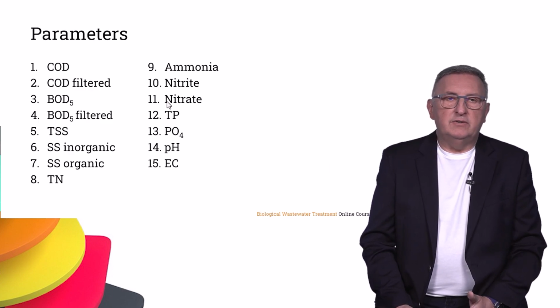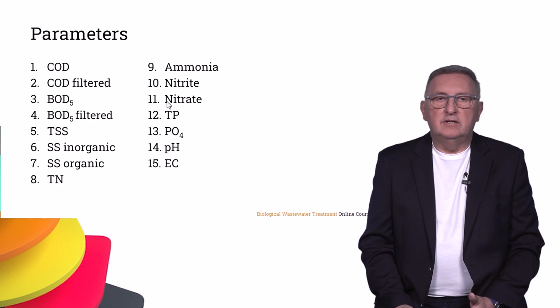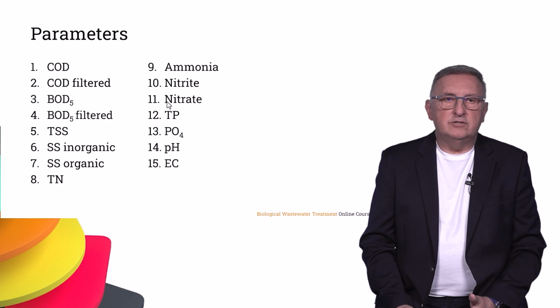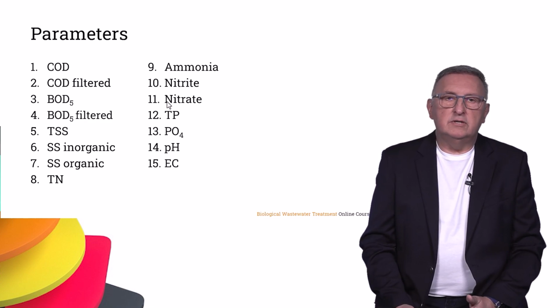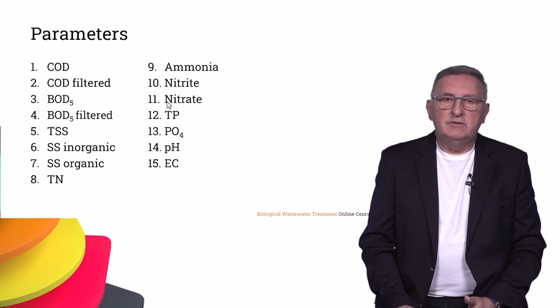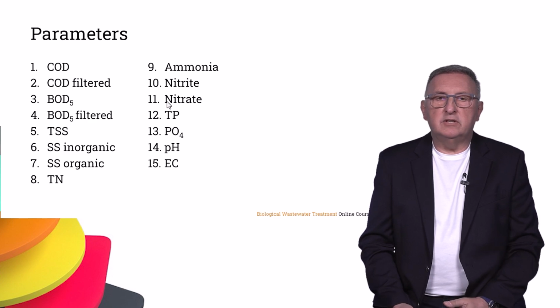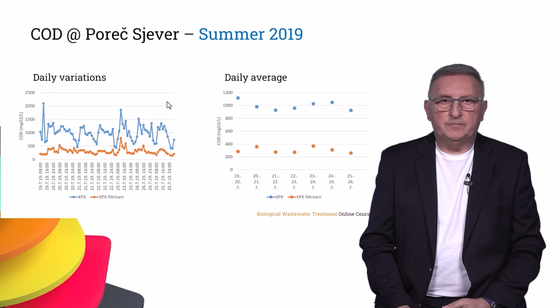Here are the parameters that we checked: COD, COD filtered, BOD, BOD 5 filtered, so these are carbon-related analyses, total suspended solids, inorganic and organic, so solids analysis, and then different fractions of nitrogen: total nitrogen, ammonia, nitrate and nitrite, then total phosphorus, phosphate, related to phosphorus, and pH and electroconductivity. Electroconductivity we did just to check if there is infiltration of seawater into the sewer system and wastewater treatment plants.